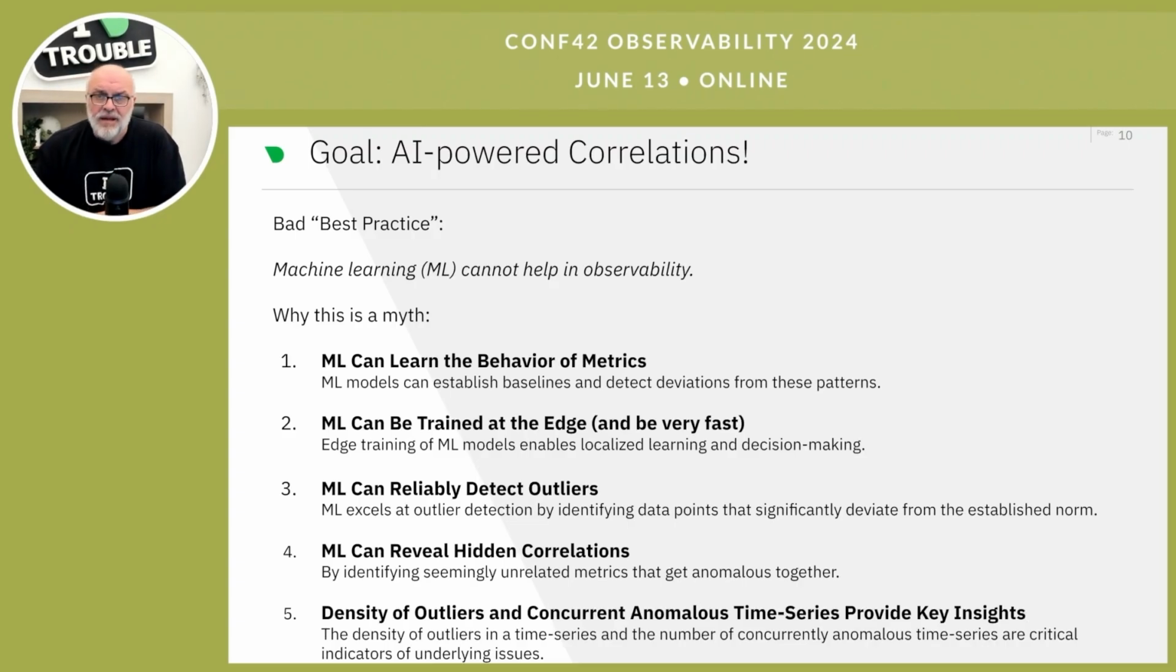And the last one is, of course, that we should use AI and machine learning to help us in observability. There are many presentations on the internet, and there is a hype that machine learning cannot help in observability. Unfortunately, this is not true. Not unfortunately, actually, this is not true. ML can learn the behavior of metrics. So given a time series, it can learn how it behaves over time.